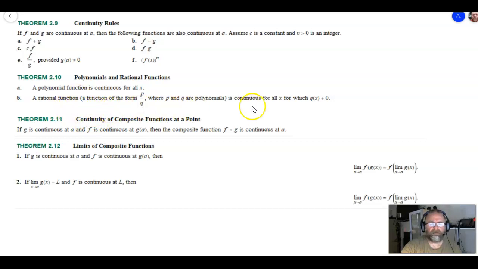And then they talk a little bit about rational functions. And then we kind of lead to composite functions. Hopefully we've done some composite functions in pre-calculus, but if we're looking at the functions and they're continuous at g of a here and at f, then if we take the composite of those two functions, that's also going to be continuous at a. And that's what we'll take a look at an example of right here.